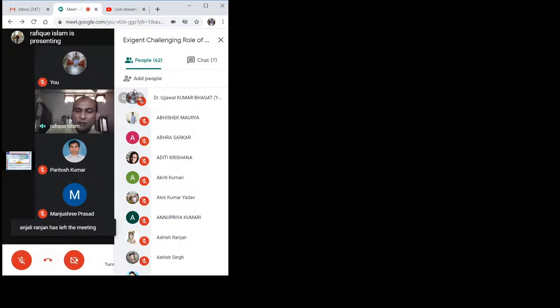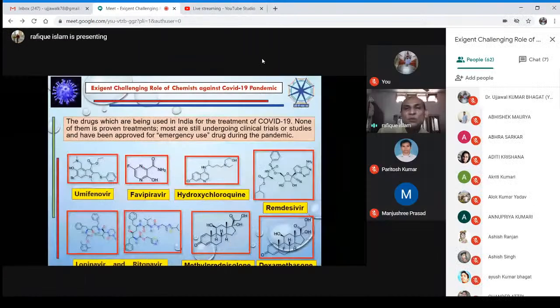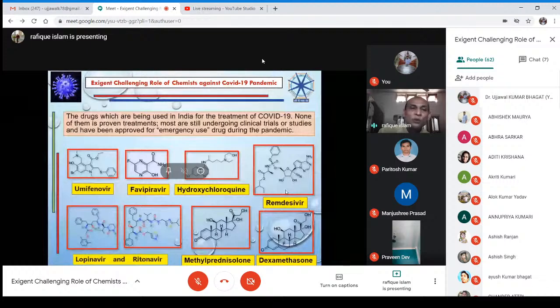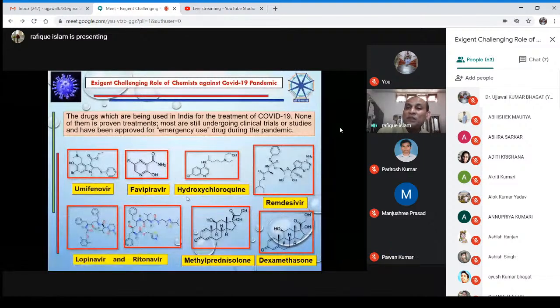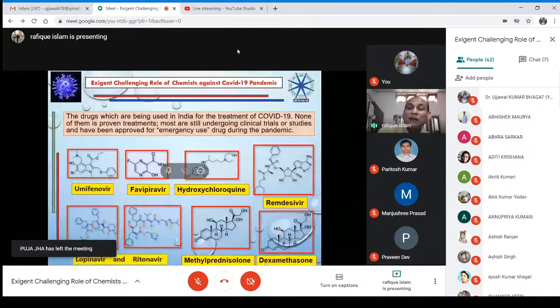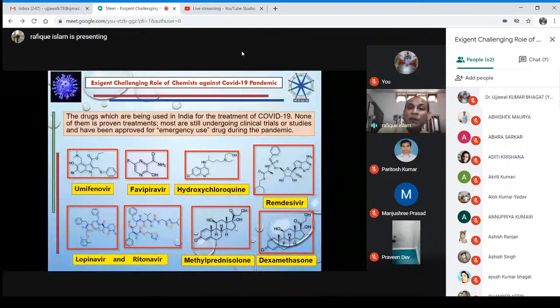We'll discuss some molecules which are being used as emergency use during this pandemic. These are the drug molecules: umifenovir, favipiravir, hydroxychloroquine, remdesivir, lopinavir and ritonavir, methylprednisolone, and dexamethasone. These are the drugs basically approved for emergency use for severely ill COVID-19 patients. So we'll look at some of these molecules.